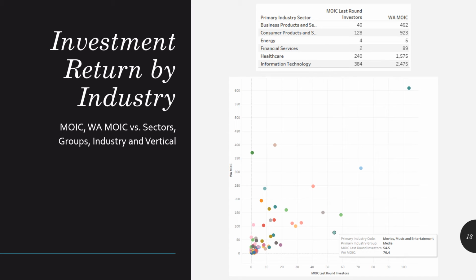The scatter plot depicts specific industry codes and compares their MOIC and WA-MOIC values. Interestingly, healthcare-based industries, specifically pharmaceuticals and biotech, tend to have a much higher relative WA-MOIC level, whereas media has a much higher level of MOIC for last round investors. Software, specifically business software, was a top performer once again among all industry codes.